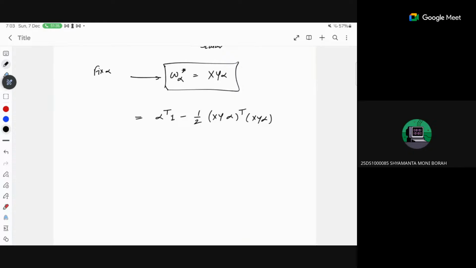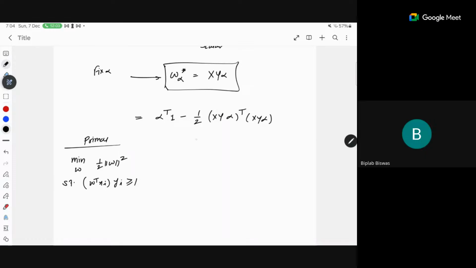Fine. Is that okay? Now, can I write the primal and dual one more time? What is the primal problem? Minimize over W, such that W transpose xi yi is greater than or equal to 1, and the dual problem is maximize over alpha this quantity, right?